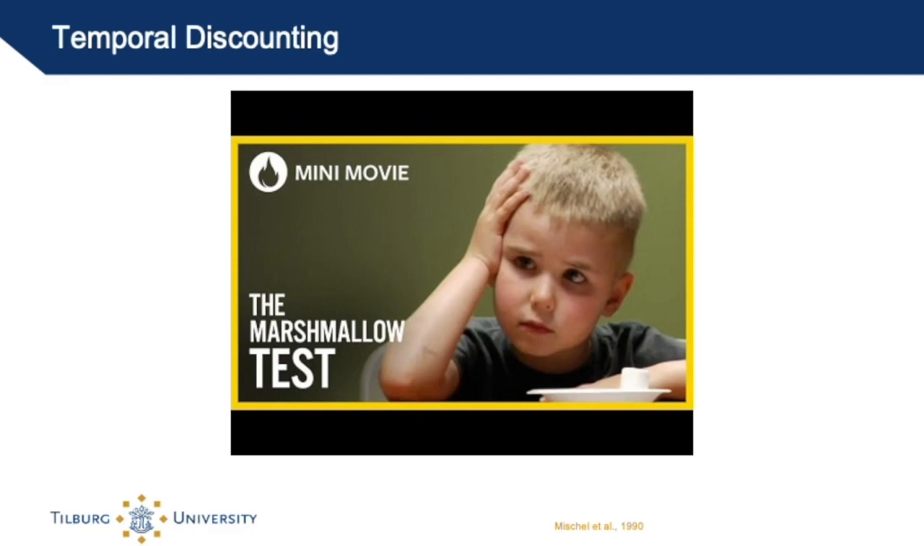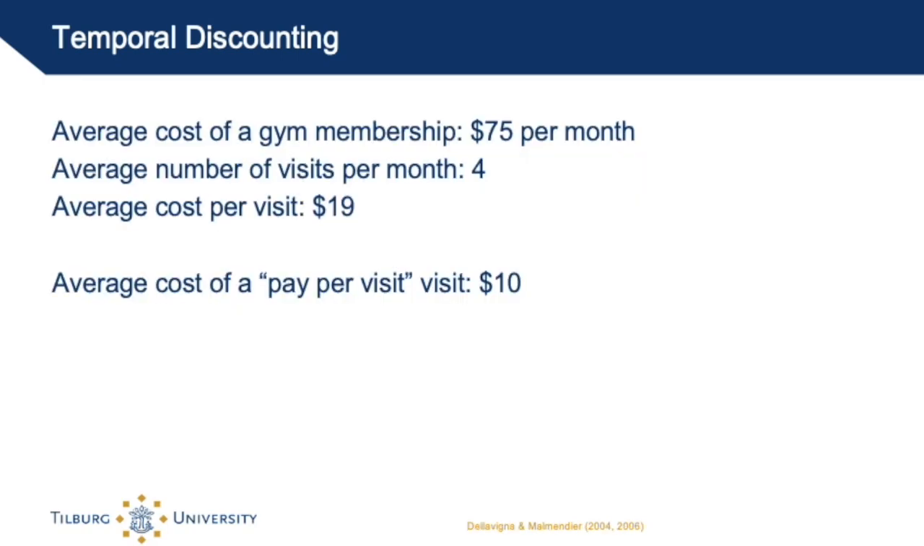Actually, the bigger explanatory factor is still, and unfortunately so, socioeconomic status. But anyway, let's get back to temporal discounting. So let me show you another example of how people temporally discount. So let's talk about gyms.